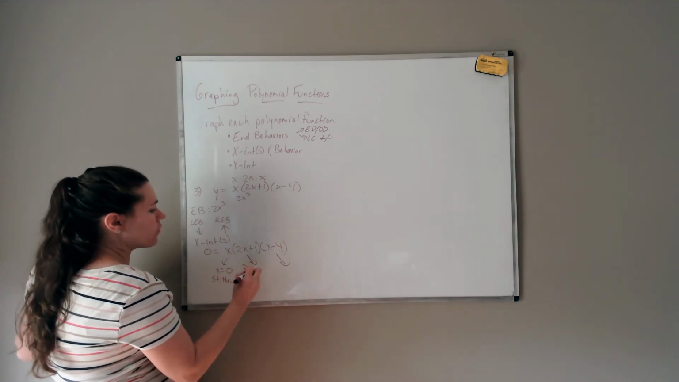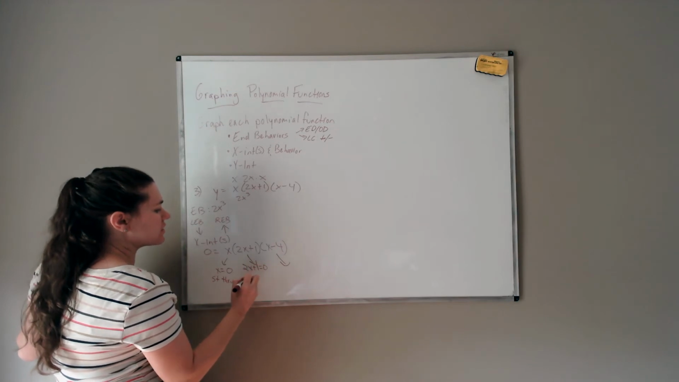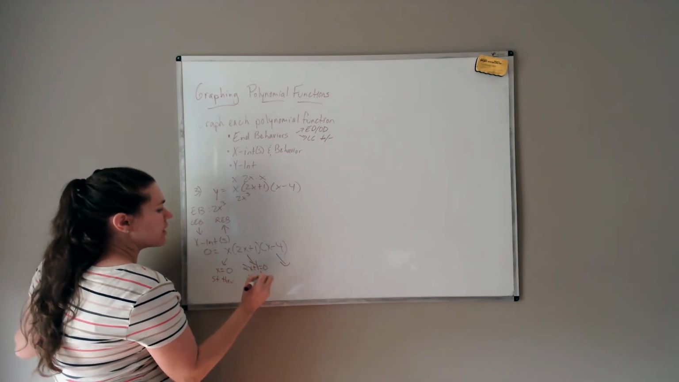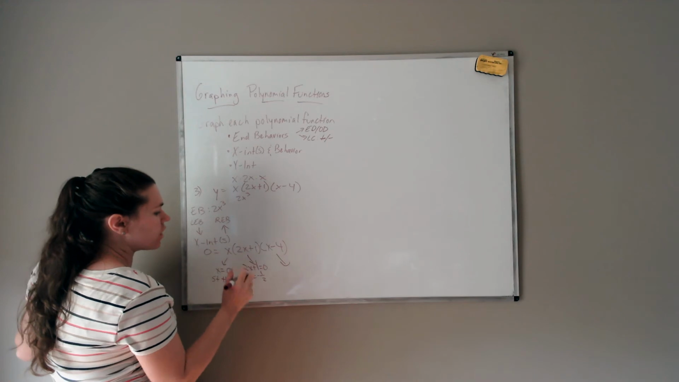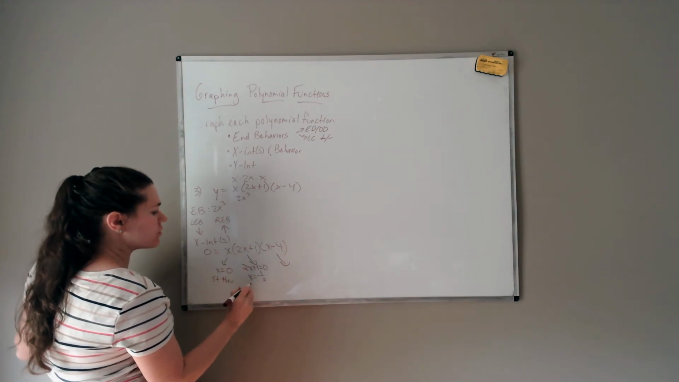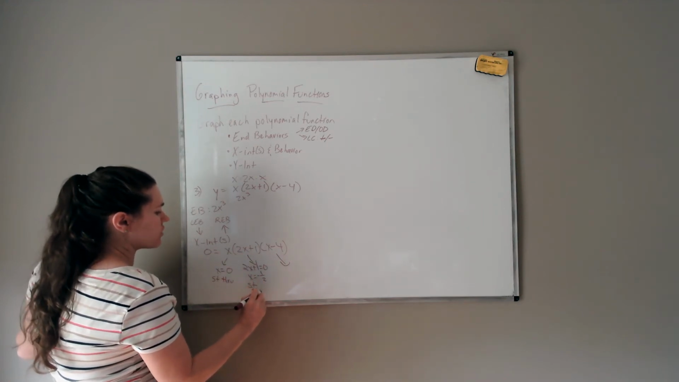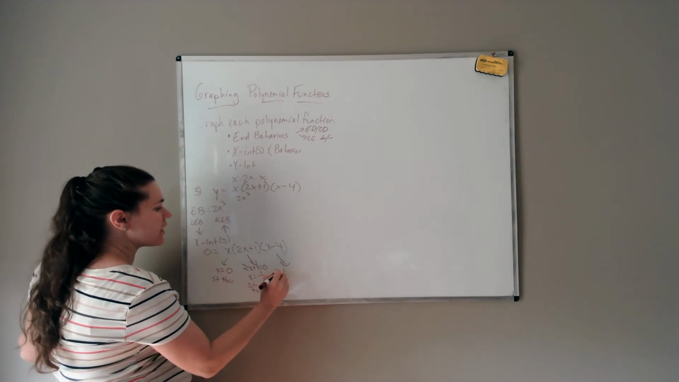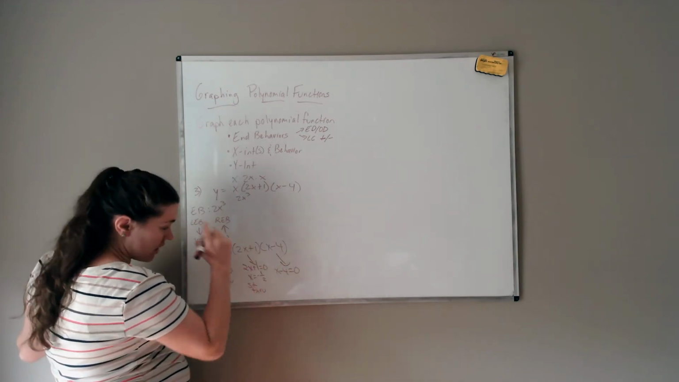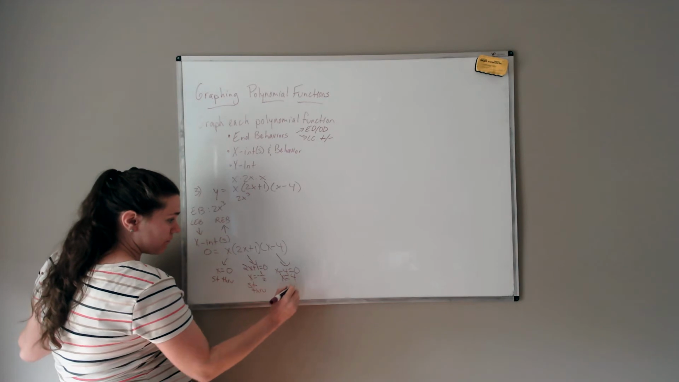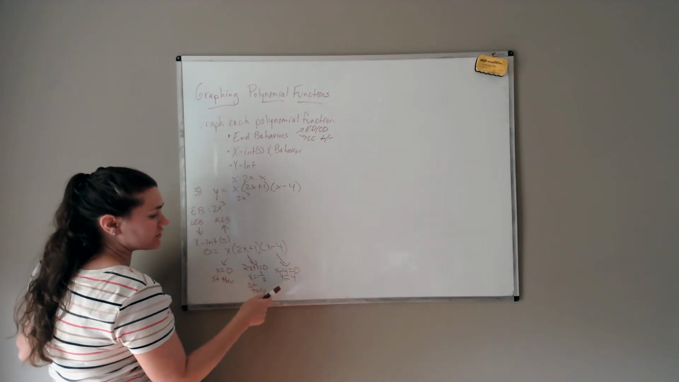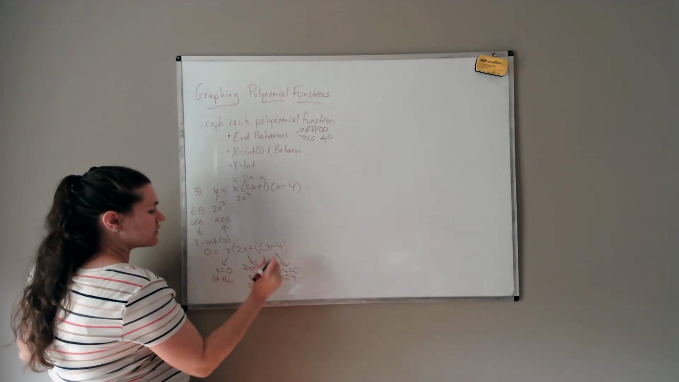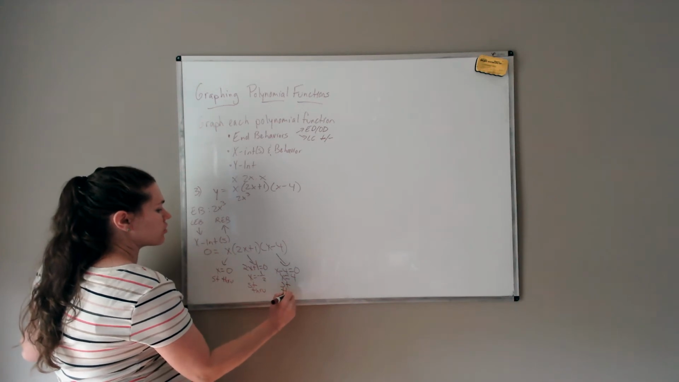2x plus 1 equals 0. What makes that 0? Negative 1/2. How many times did you have this factor? Once. So this is a single root, which means the behavior is straight through. X minus 4 equals 0. So what makes this 0? 4. How many times do you have this root? Once. Is this a single, double, or triple? This is a single. Behavior straight through.